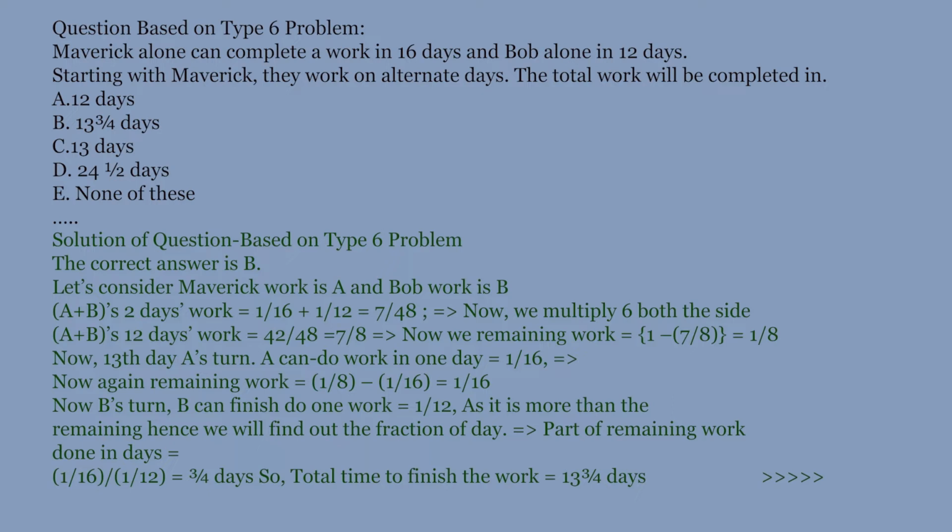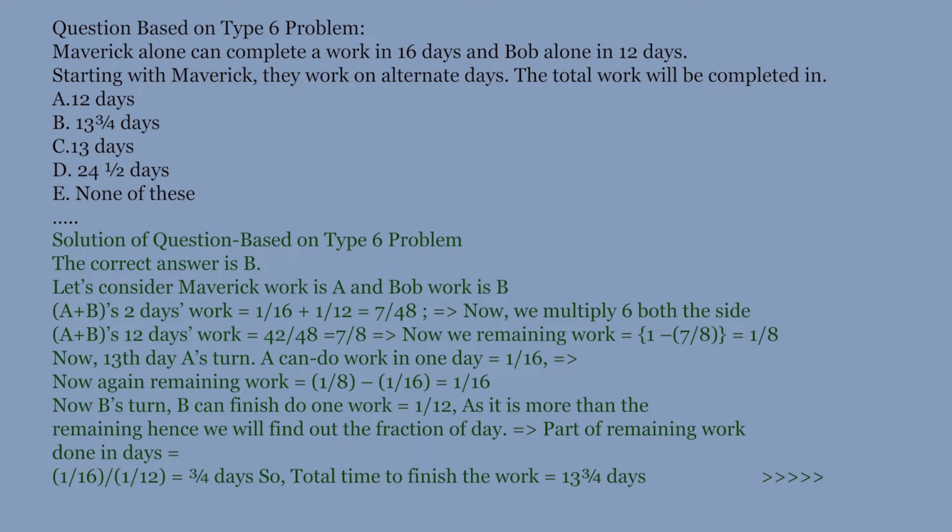So now, because work is not completed, still some work is remaining. So we subtract the work done from 1. The remaining work will be 1 minus 7 upon 8, which is 1 upon 8. So the remaining work is 1 upon 8. Then now whose turn has come? Because till 12 days these people have done 7 upon 8 of the work. So now whose turn has come?